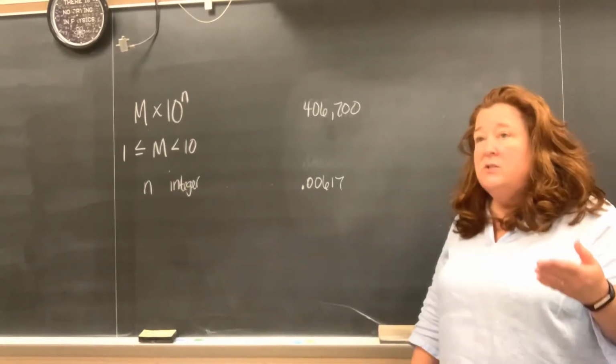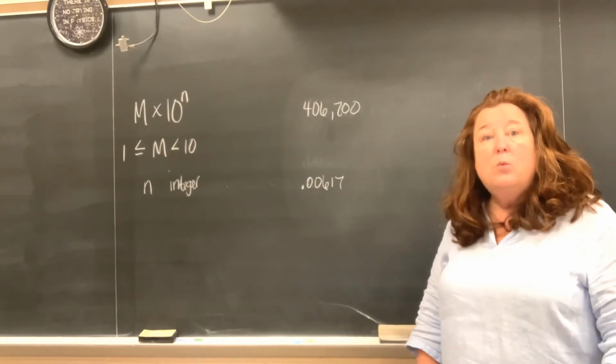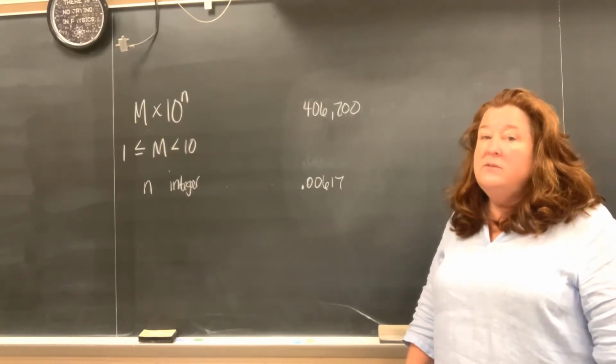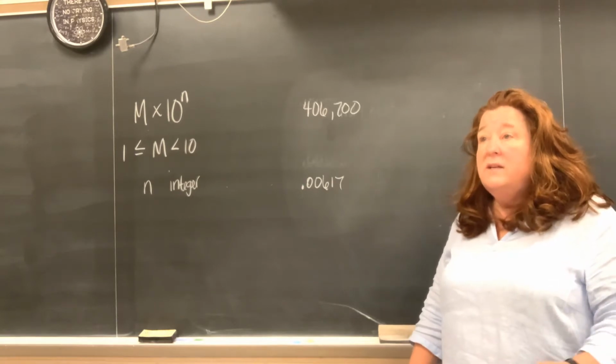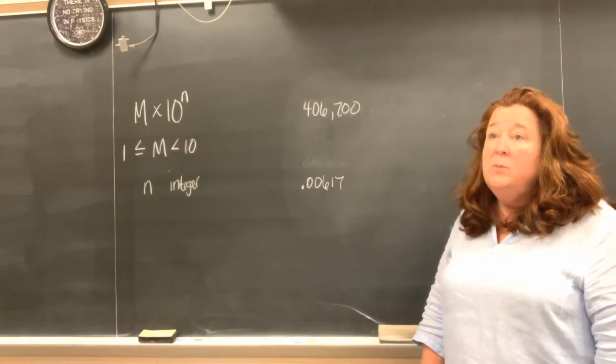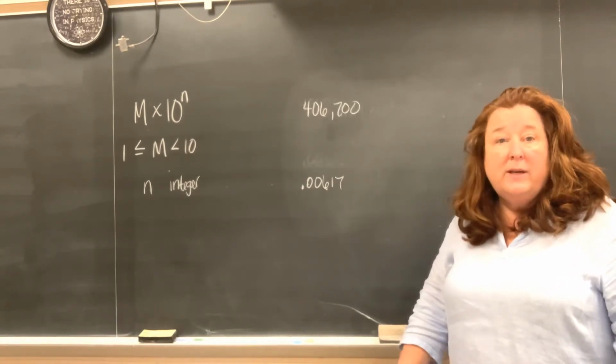Scientific notation is just a way of representing a number so that it's more efficient. So instead of having a lot of zeros for a big number or a lot of decimal places for a tiny number, you can put it into your calculator easier and you can write it down more easily.